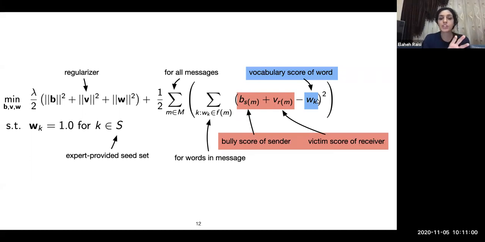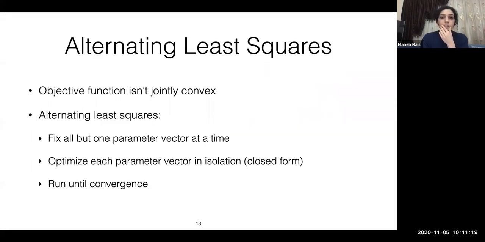So here is the big picture of the objective function, and we want to train or learn these bully score, victim score, and the word score for the words in the messages. But this objective function is not jointly convex, but it will be convex if we optimize only one parameter at a time. So that's why we use the alternating least squares. In the alternating least squares, the basic idea is that we fix all of the parameters except one, and we optimize each parameter in isolation using a closed form solution. And we run this until convergence.